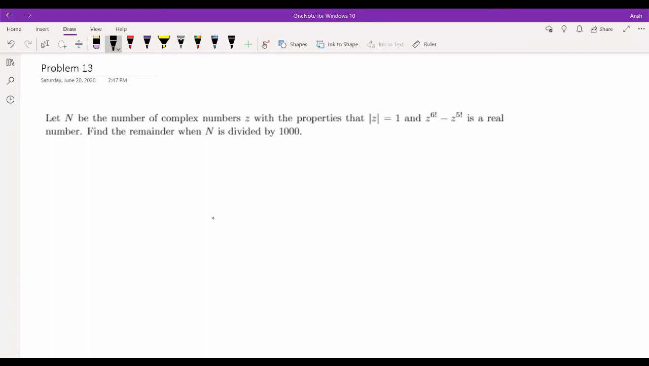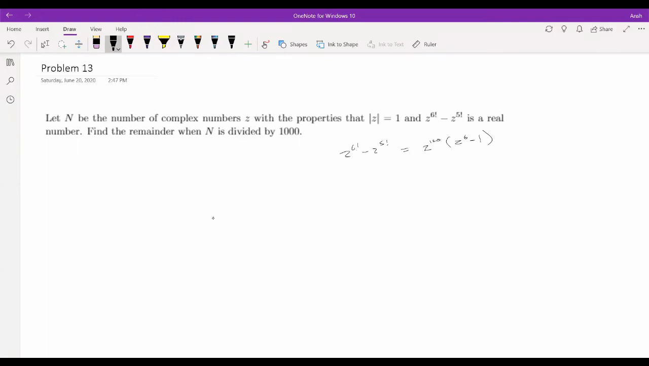So here we obviously have roots of unity. We know that the magnitude of z is 1, and we have z to some power or some expression is a real number. So let's look at this. We can actually factor the expression they gave us. z to the 6 factorial minus z to the 5 factorial factors into z to the 5 factorial times z to the 6 minus 1. And 5 factorial is equal to 120. So we have z to the 120.